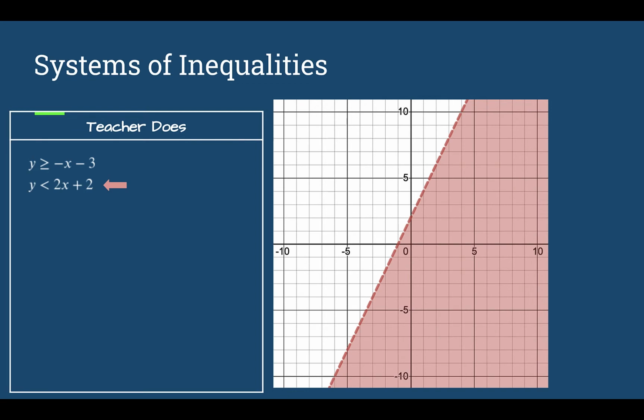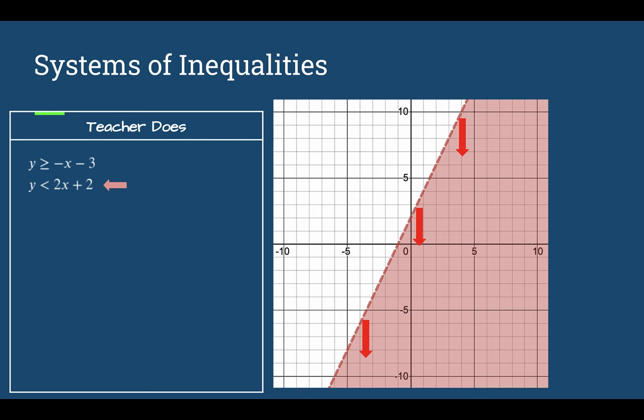If we look at the second one, y is less than 2x plus 2, we graphed the line, it was dashed because it's just a less than symbol, and y is less, so shaded below. Again, it's important to notice that here it's shaded below.